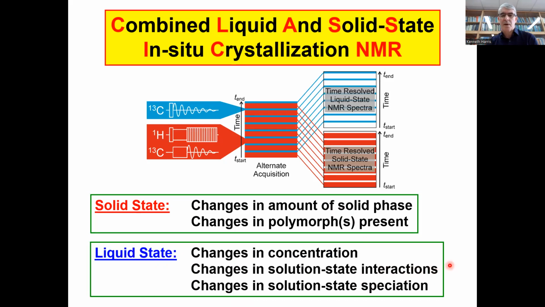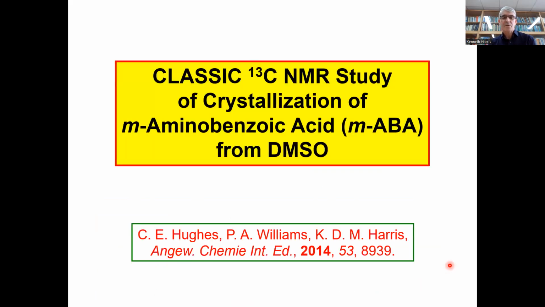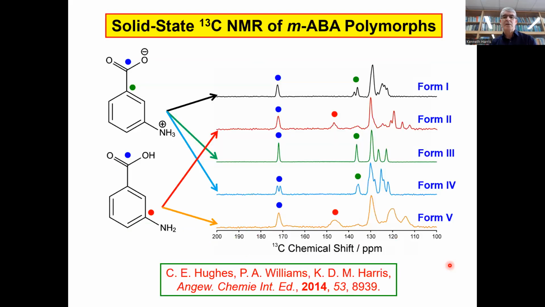And this is what we want to capture, the complete understanding of what changes in both the solid phase and the liquid phase during the crystallization process. So let me illustrate the sort of information we can obtain by a study of crystallization of meta-aminobenzoic acid from DMSO. This is a carbon NMR study in both the liquid and the solid phases.